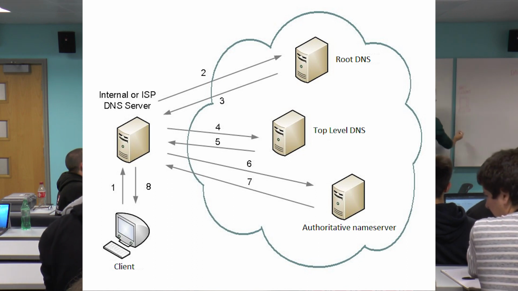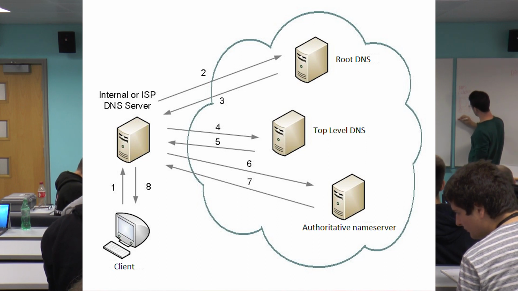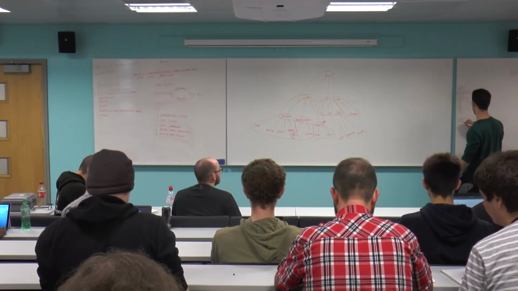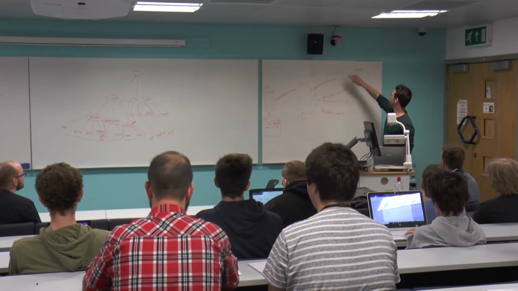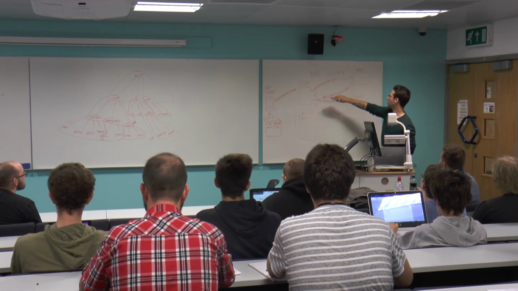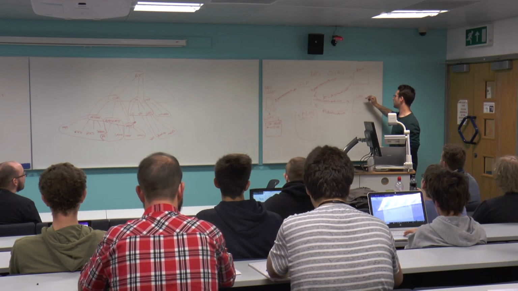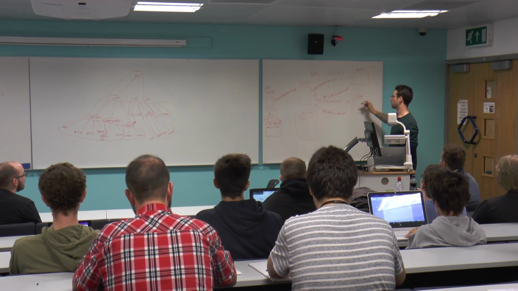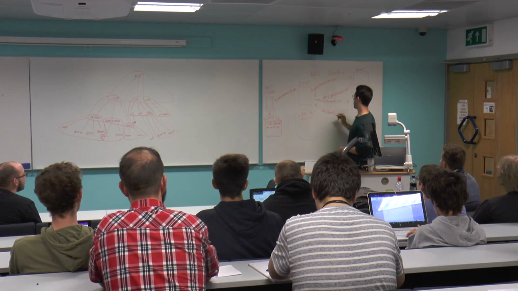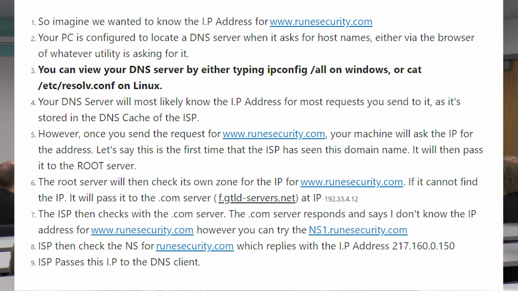So inside your machine, you have a hosts file, which is the local operating system level hosts file. The hosts file is configurable, and it can also be spoofed as well. It's gone from the ISP to the root server. The root server said, I don't have an IP address for rune security. Try the .com server. So it's come back, and it said to the .com server, do you have an IP address for www.runesecurity.com? Comes back and says, I don't have an IP address, but you can try the rune security domain. So let's get rid of this a second.